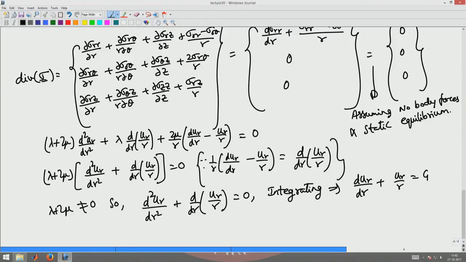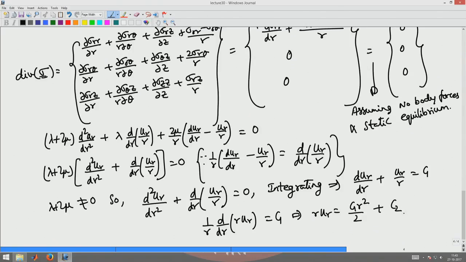Now, again I realize that I can rewrite this as d by dr of u(r) times r, over r, equal to C1. So, this will imply, integrating this, I will get r u_r is C1 r squared by 2 plus C2. From here I get u(r) to be C1 r by 2 plus C2 by r.